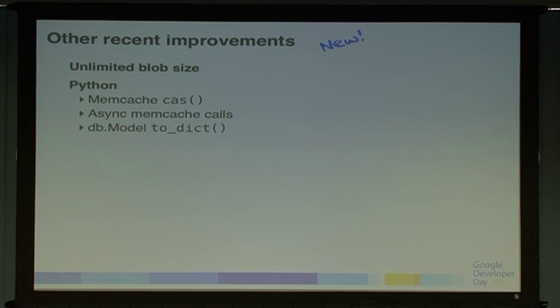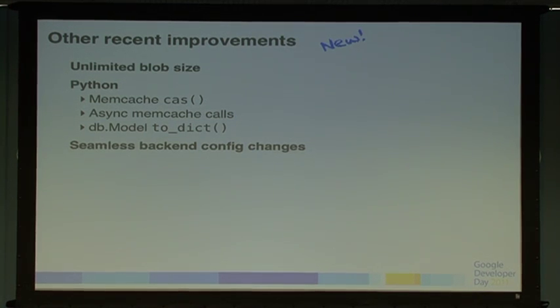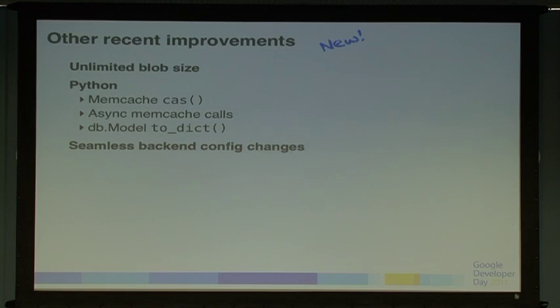And then there's a little helper function for Python developers in DB model, where you can take all the properties and convert them to a dict. And that makes them a little bit easier to manipulate. You can deploy configuration changes to your backends without shutting them down and starting them up, so that's pretty useful.